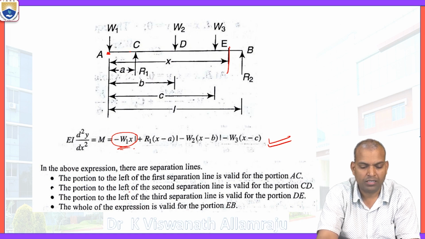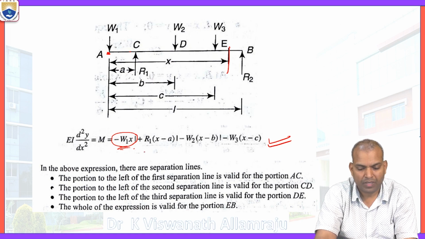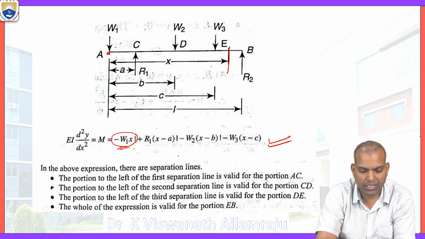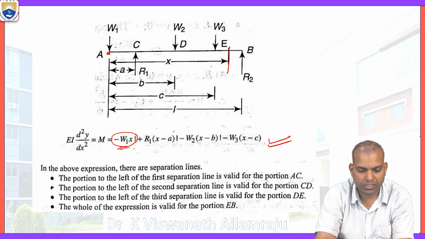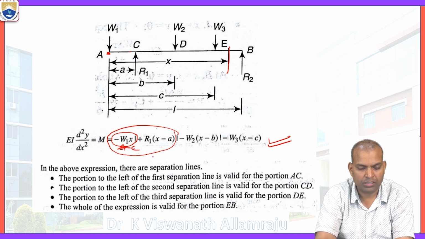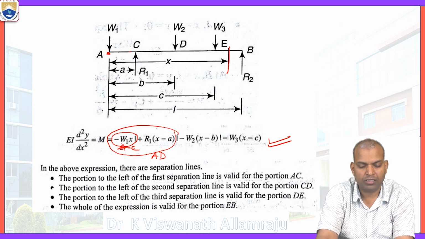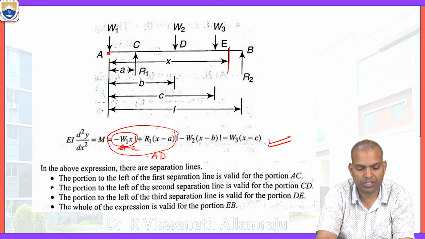Next, the portion to the left, up to 1, 2, 3, this is up to here. This is the AC portion. If you want any slope and deflection between A and D, we have to consider this much portion of the moment equation.